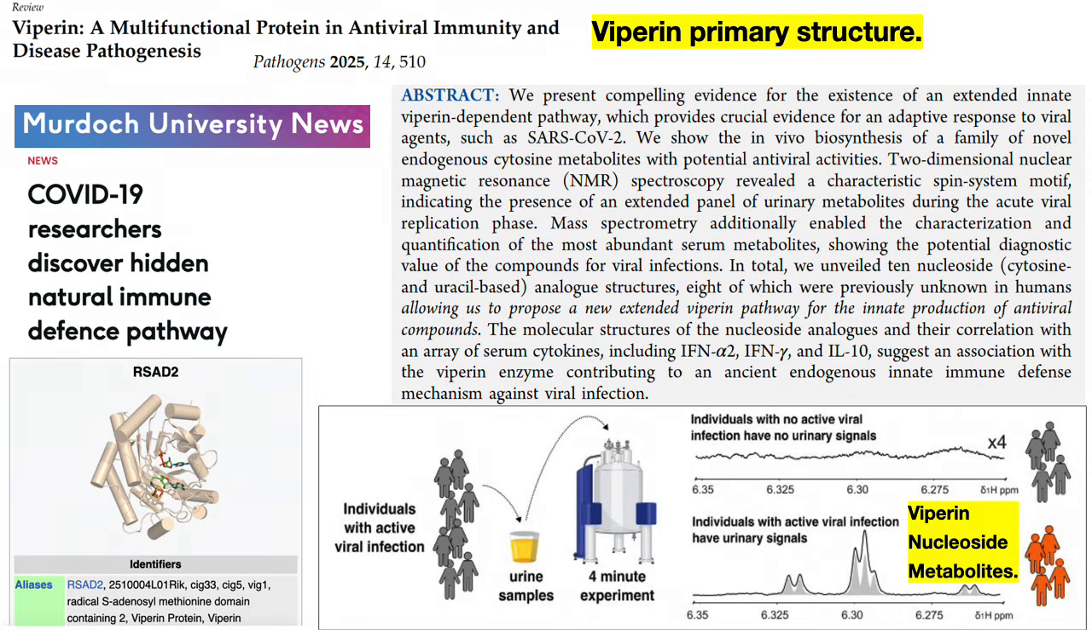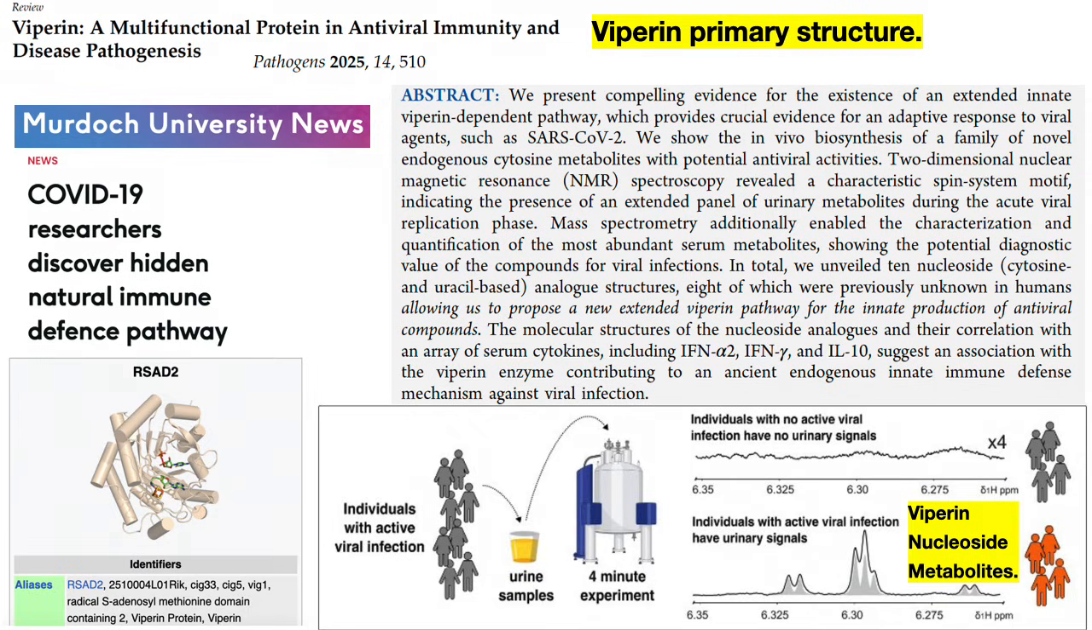Mass spectrometry additionally enabled the characterization and quantification of the most abundant serum metabolites, showing the potential diagnostic value of the compounds for viral infections. In total, we unveiled 10 nucleoside, cytosine and uracil-based analog structures, 8 of which were previously unknown in humans, allowing us to propose a new extended Viperin pathway for the innate production of antiviral compounds.